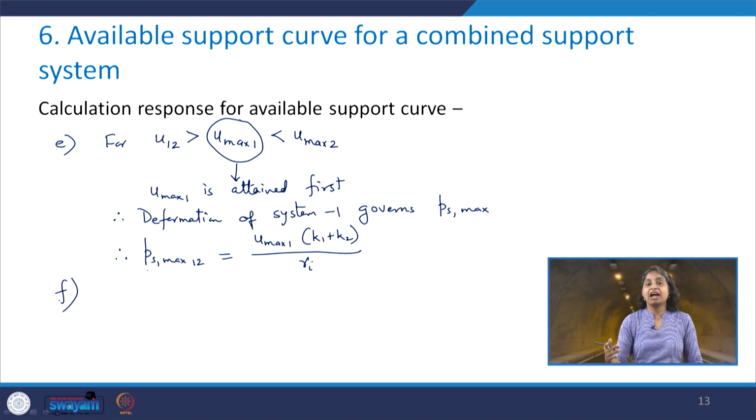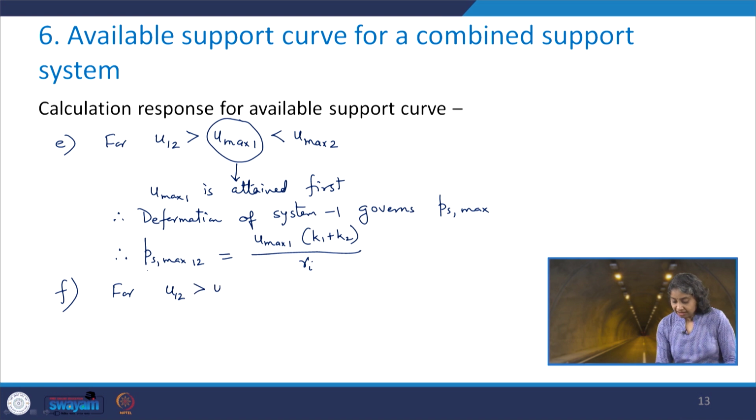In case you have u max 2 as the minimum deformation out of u max 1, u max 2 and u12, then what will happen? So, we have the next step in this situation, that is for u12 greater than u max 2 and less than u max 1. So, in this case, this will be attained first.